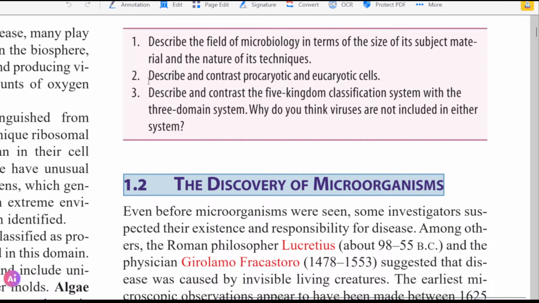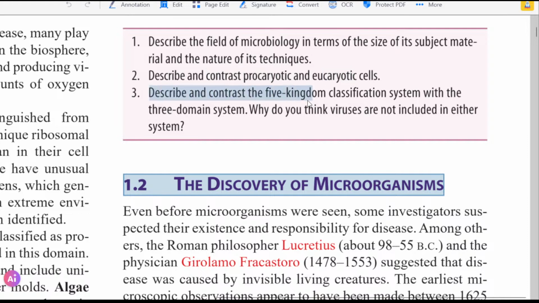Describe and contrast prokaryotic and eukaryotic cells. First of all, we know prokaryotic cells don't have a true nucleus or double-membrane-bound organelles, while eukaryotic cells have a true nucleus, which is surrounded by the nuclear membrane, and they have more complex organelles. In microbiology, prokaryotes are bacteria and archaea, while in eukaryotes we have all the remaining, like algae, fungi, protists. So the contrast is just that simple: one doesn't have a true nucleus while the other has.